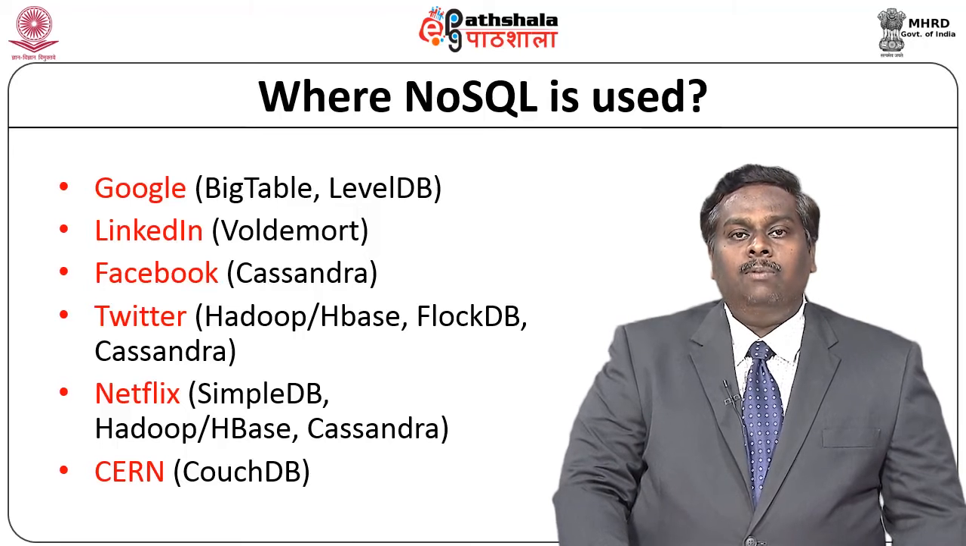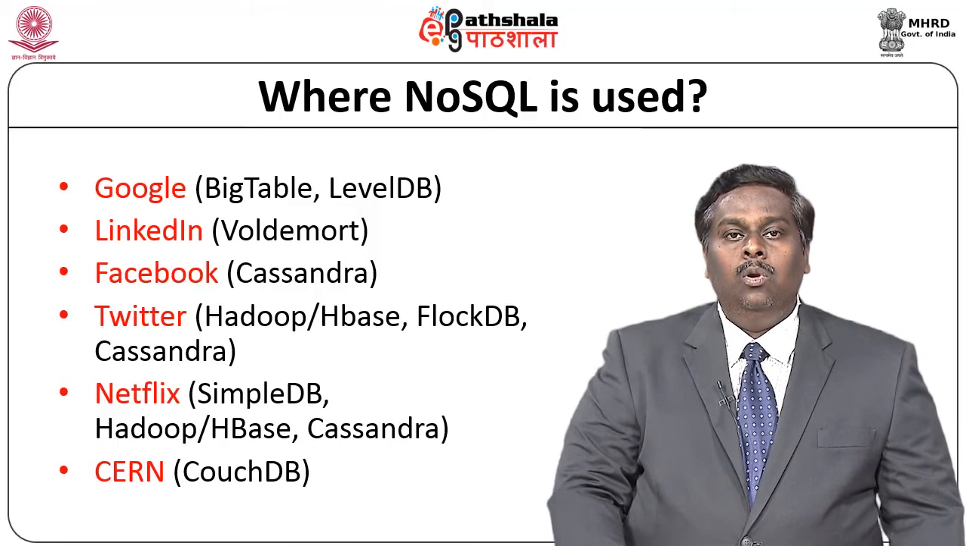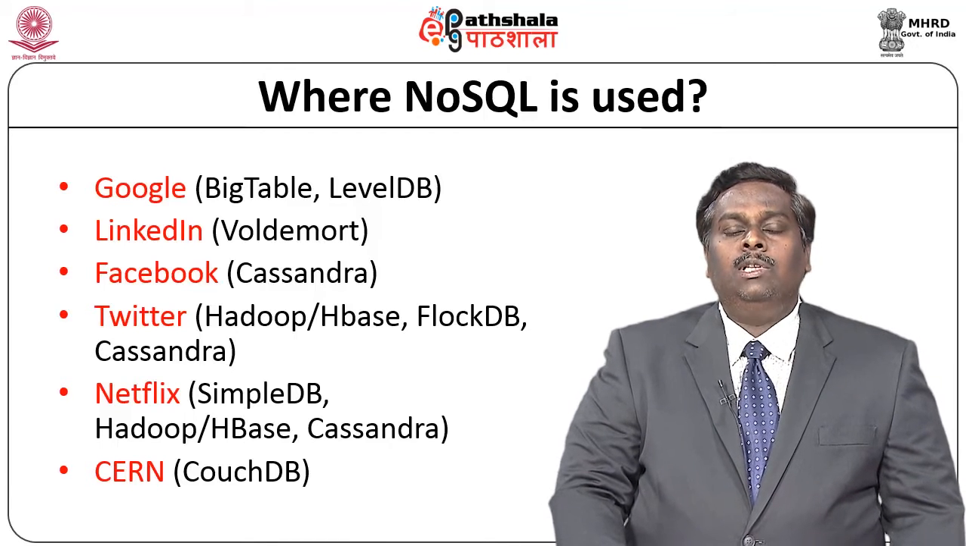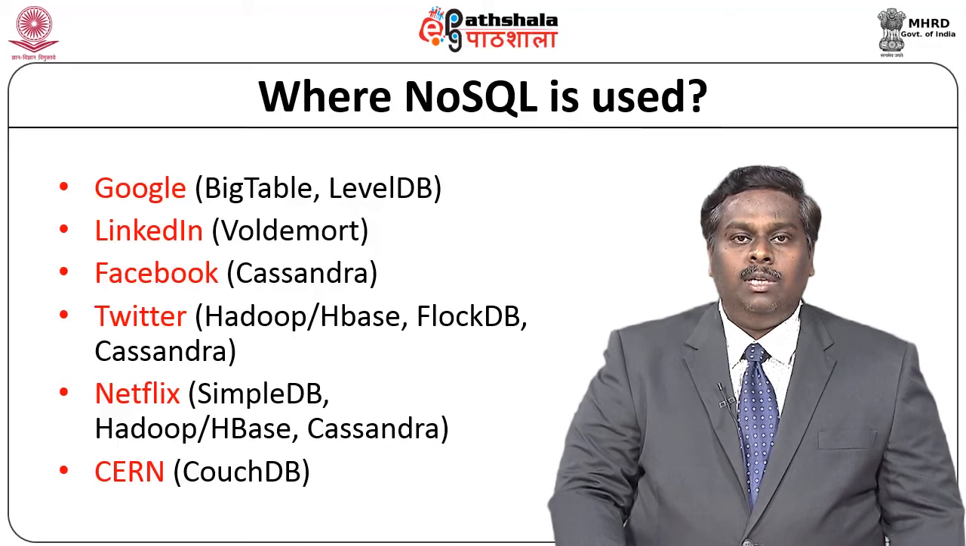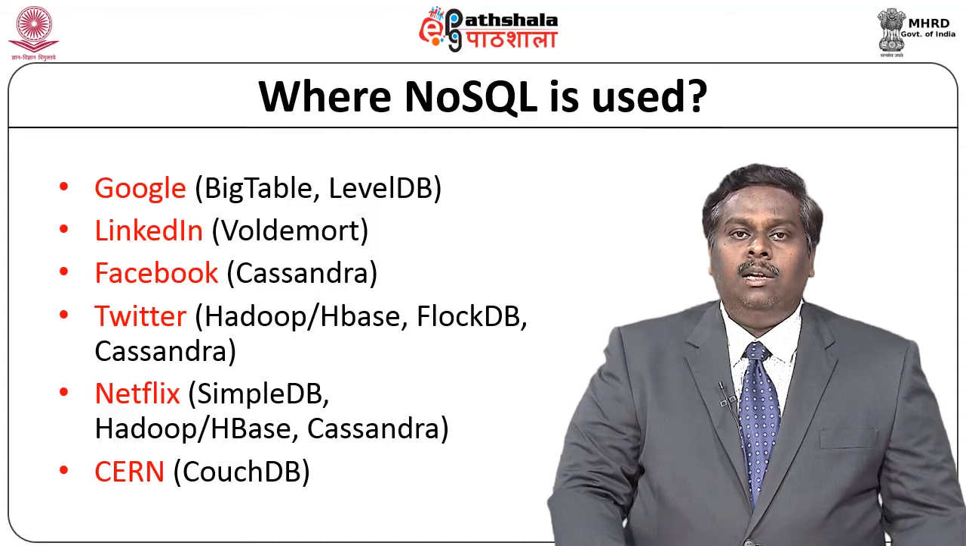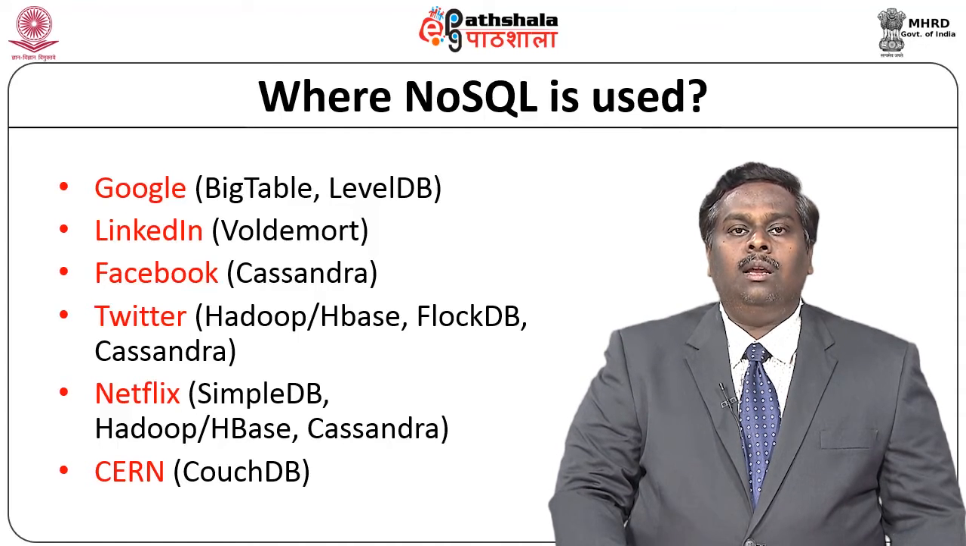One important place where NoSQL is used is Google. In the Google environment, we can find the usage of Bigtable and LevelDB, which are types of NoSQL databases. In LinkedIn, they make use of Voldemort, which is another type of NoSQL database. Then we also find a NoSQL database called Cassandra, which is used by Facebook as well as Netflix.